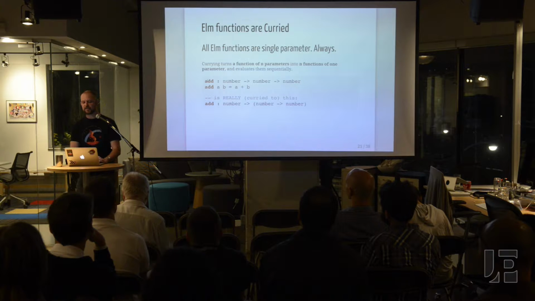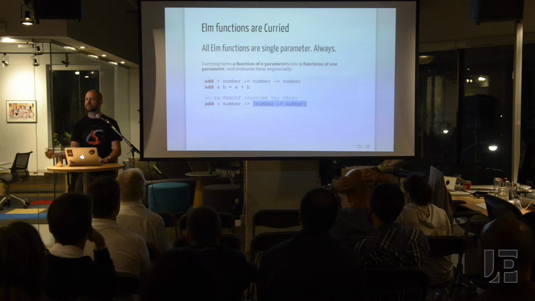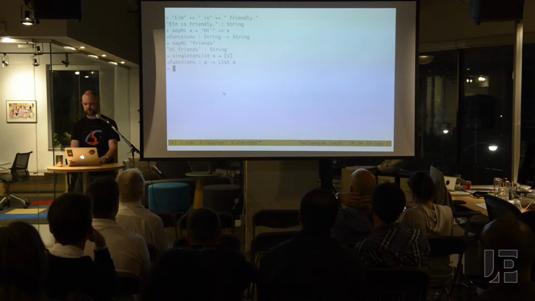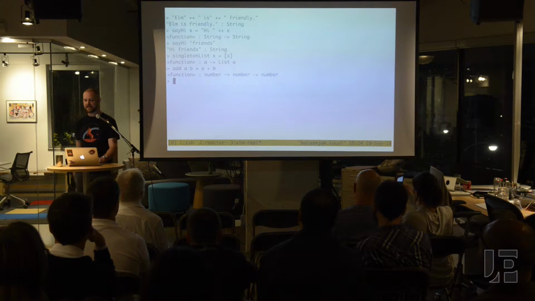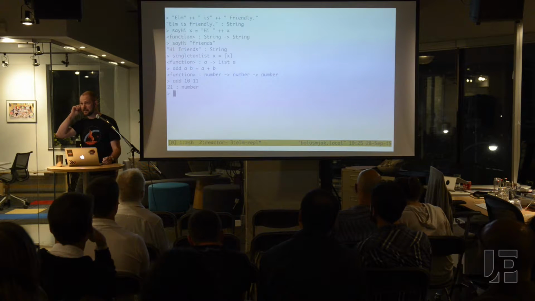Okay? That means if I define a function add that takes a number and gives me a number, what that really is is a function that takes a number, just one number, and it returns another function. That function takes a number and returns the result. I'm going to just show you that so you trust me here. So if I say add a b, Elm tells me that takes a number and gives you a number. And if I say add 10 11, sure enough, it tells me that's 21.